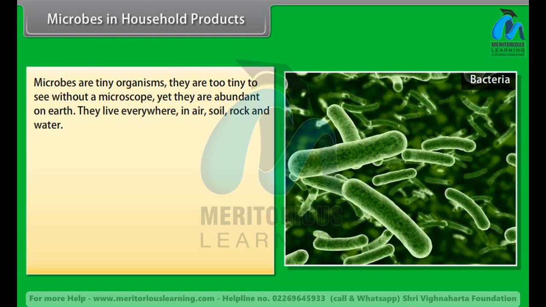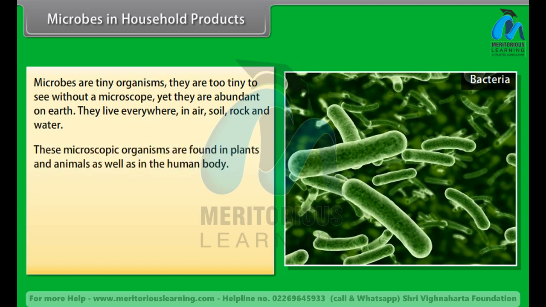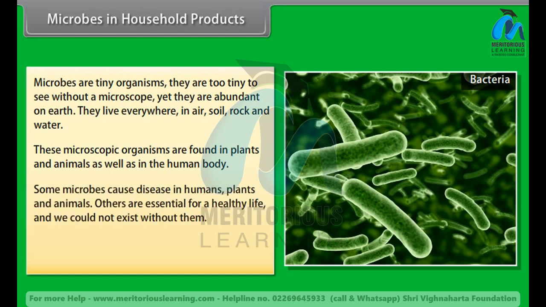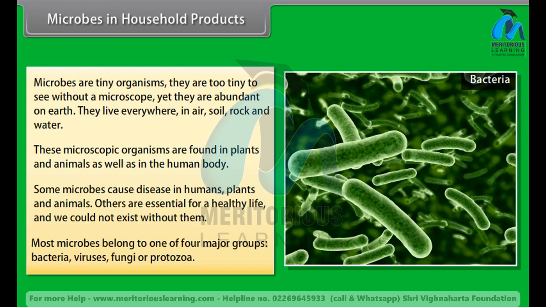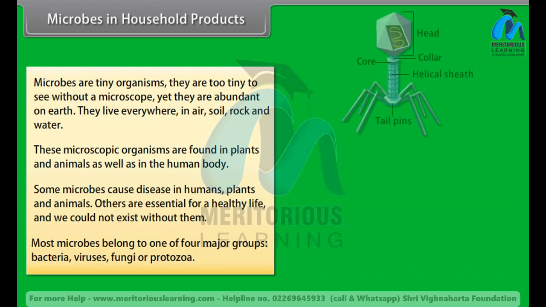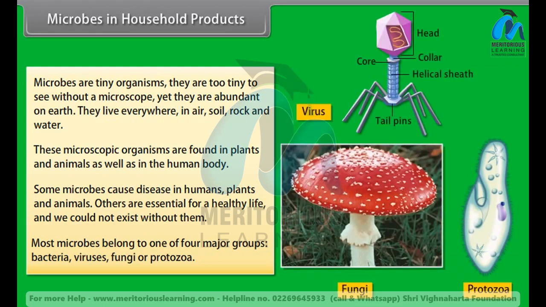Microbes are tiny organisms. They are too tiny to see without a microscope, yet they are abundant on Earth. They live everywhere in air, soil, rock, and water. These microscopic organisms are found in plants and animals as well as in the human body. Some microbes cause diseases in humans, plants, and animals. Others are essential for a healthy life, and we could not exist without them. Most microbes belong to one of four major groups: bacteria, viruses, fungi, or protozoa.